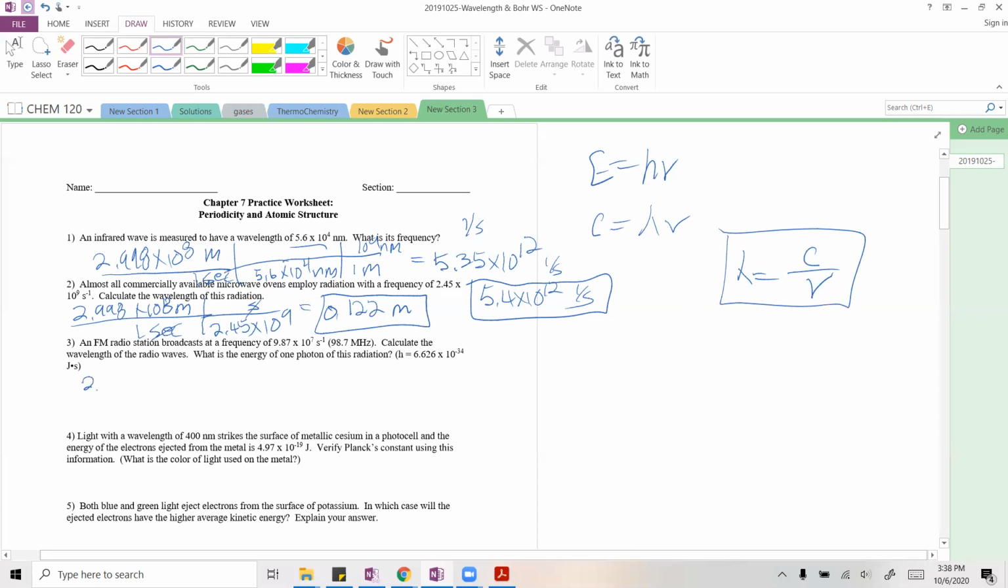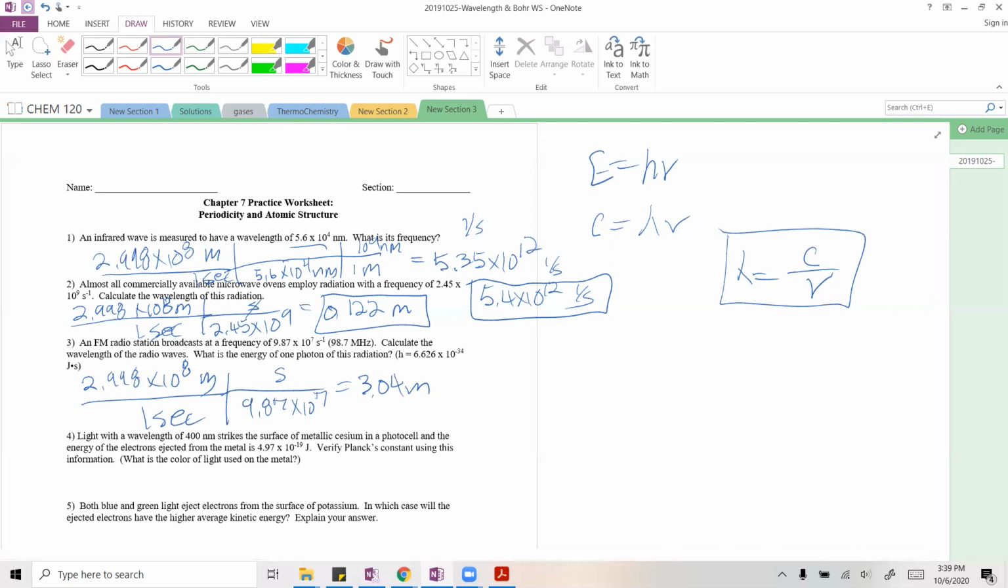We still use that same equation. We have 2.998 times 10 to the 8 meters over 1 second, and our frequency, 9.87 times 10 to the 7 per second. And so that's going to give us 3.04 meters. So when you're listening to the radio, that wavelength is actually a whopping 3.04 meters long. So almost 3 meters, or almost 9 feet before you see that wave repeat again. So they're really quite long waves.